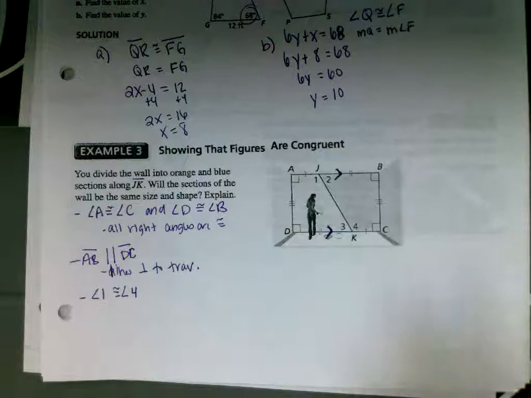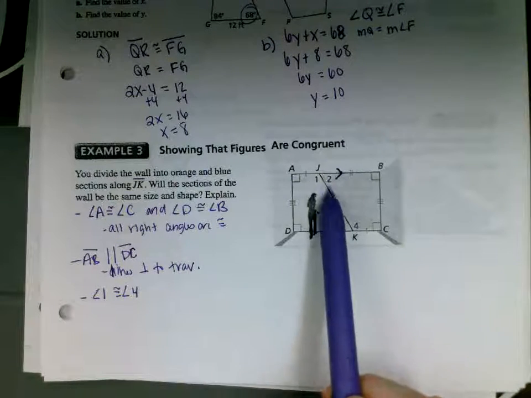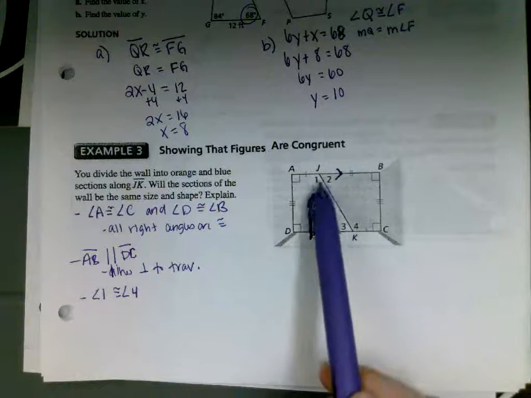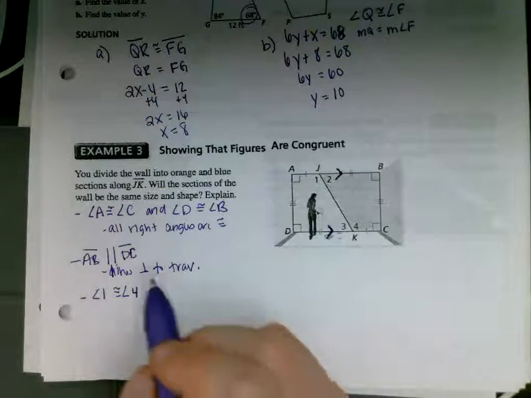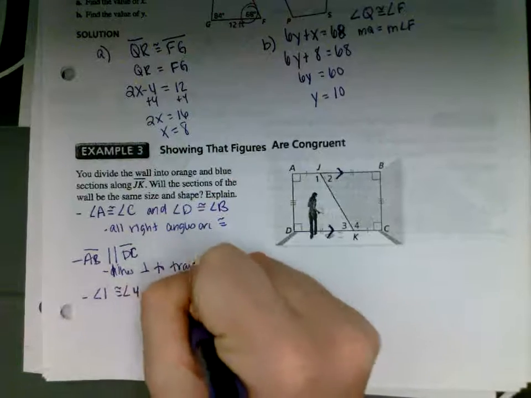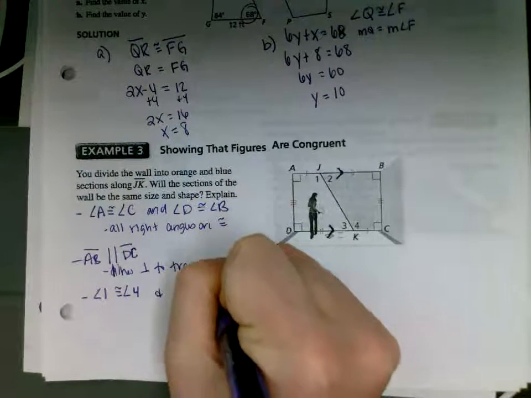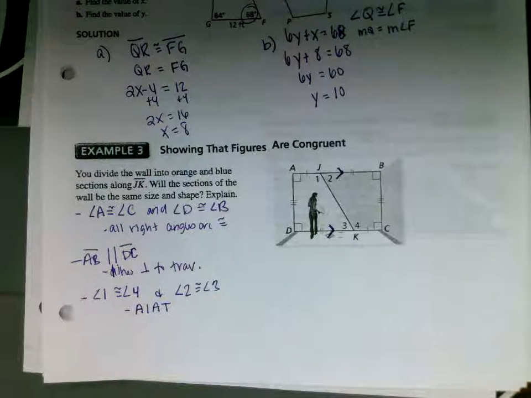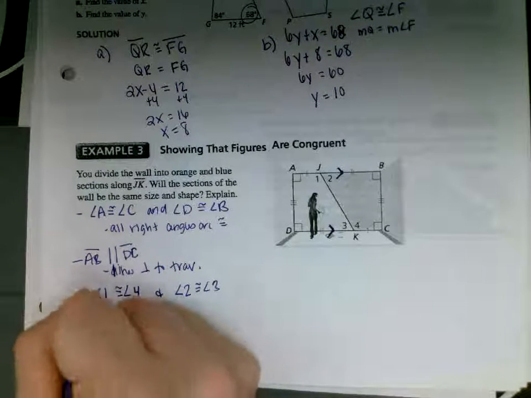So all those alternate interior angles, remember, outlines a Z here. So I know then that 1 and 4 are the same, and I know that 2 and 3 are the same. Alternate interior angles theorem.